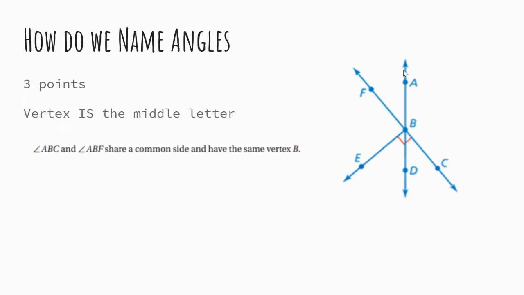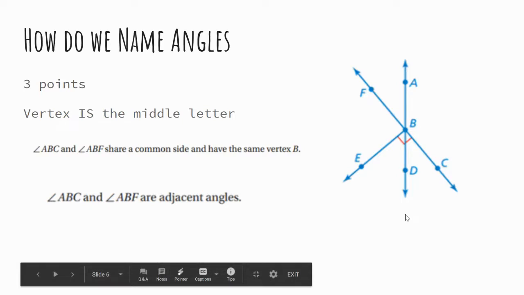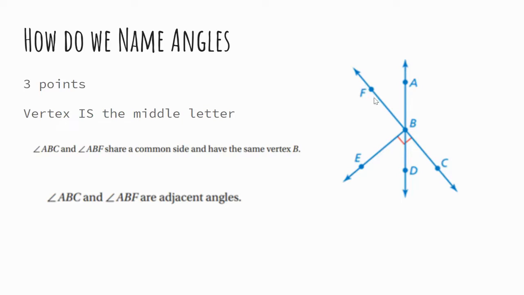Notice this angle and this angle share a common side. They also share the vertex. So if two angles share a common side and they share a vertex, then they are adjacent angles. Now, there's a lot of sets of adjacent angles in here. Angle ABC and angle DBC, they are adjacent angles. Angle CBD and angle EBD, they're adjacent angles. Angle FBE and CBE, they're adjacent angles too. Oh, and EBF and FBA. I think you get the point here.